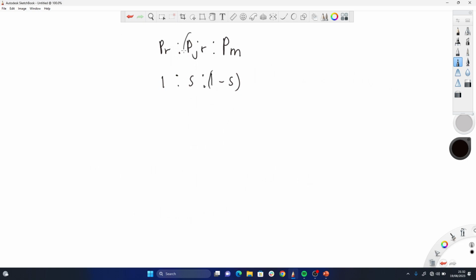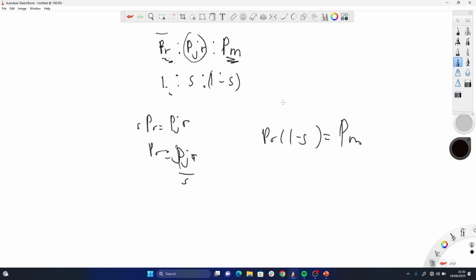If I give you PJR and I say find PR, you use this part. You cross multiply and say, okay, SPR is equal to PJR. So PR will be what? PJR over S. If I give you PM and I say find PR, I'll use this side here. So I'll say, okay, PR times 1 minus slip is equal to PM. This relation is used like that. It's a ratio. So with the one I've been given and the one I want, I'll just compare them and cross multiply. And I'll use it to find what I want.